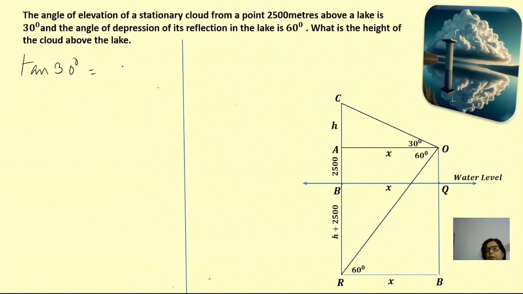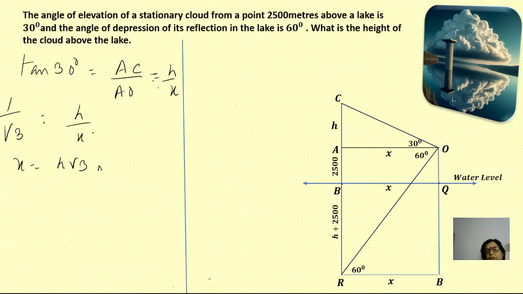will be equal to AC upon AO. That is equal to H upon X. I have assumed AO to be X meters. So 1 by root 3 is equal to H upon X. So here we get X is equal to H root 3 meters. So this is your first equation.